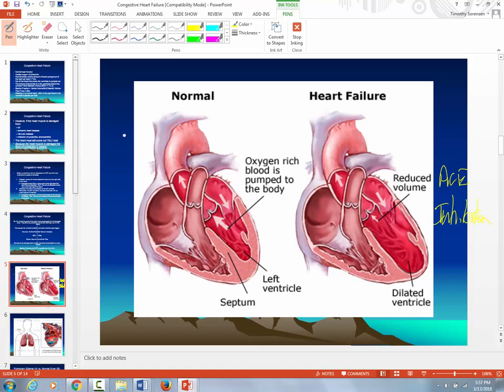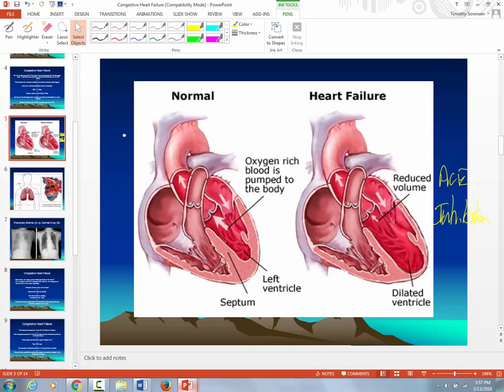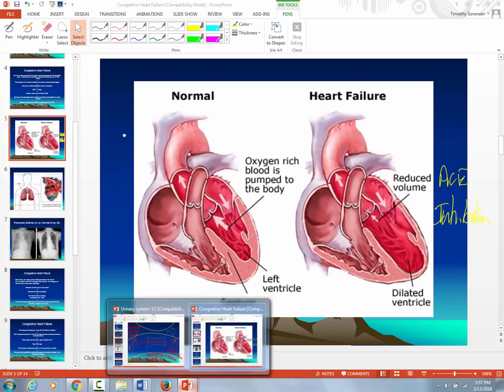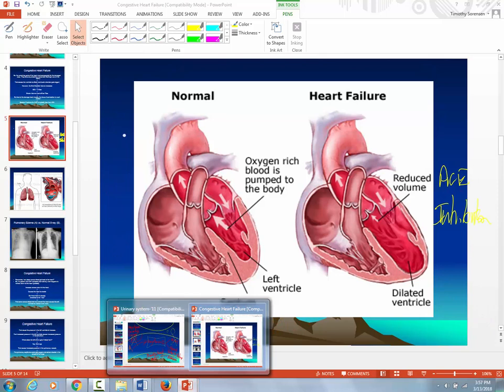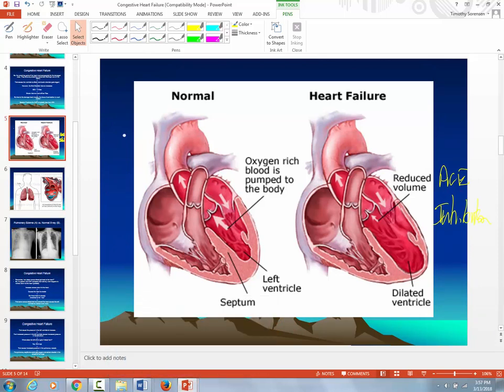Okay. That's the renin-angiotensin aldosterone mechanism. Can I give you one more clinical thing, or should I just keep going? One more clinical thing? You want to hear it? Do you ever hear of these guys? They're called ARBs. Have you heard of ARBs? No? ARBs, write this down. They're called angiotensin II receptor blockers.